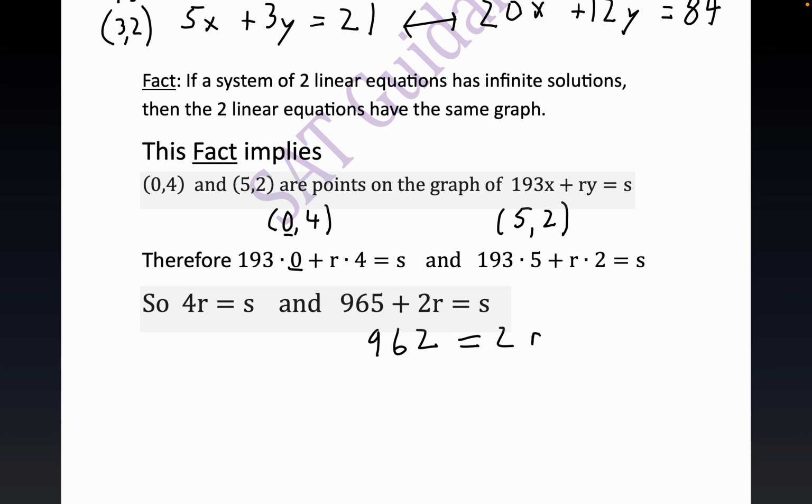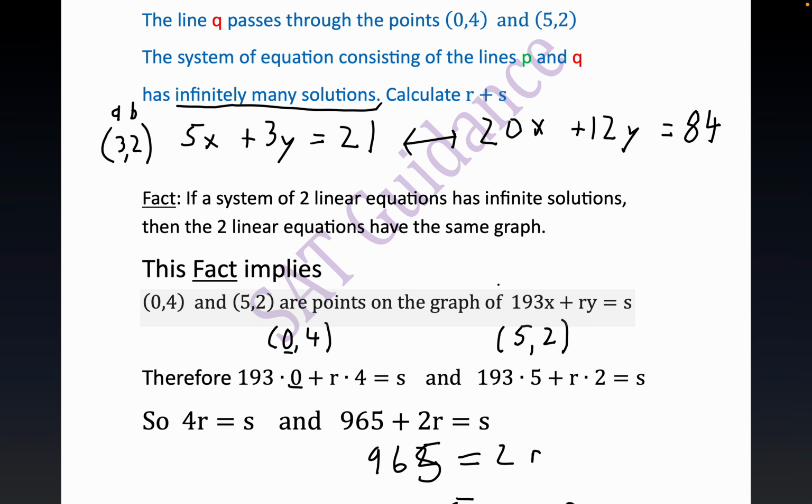Okay, and that tells us that 965 equals 2R, and that tells us that 965 over 2 is equal to R. Probably going to run out of room here. Now, y'all, if you take this R, and remember we're trying to find R plus S.